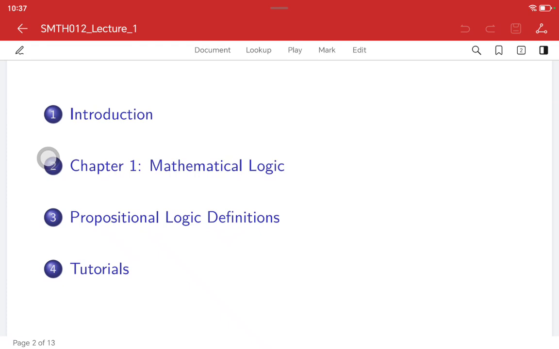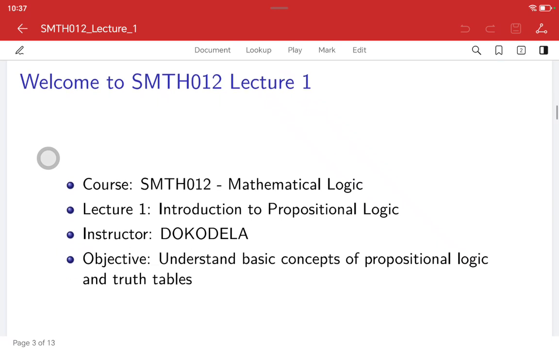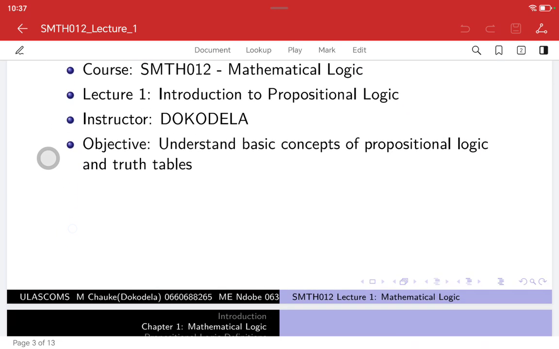We're going to be looking at some propositional logic definitions, which are usually asked in tests. So this time you must know that it's not like SMTH012 where they don't ask you definitions, right?